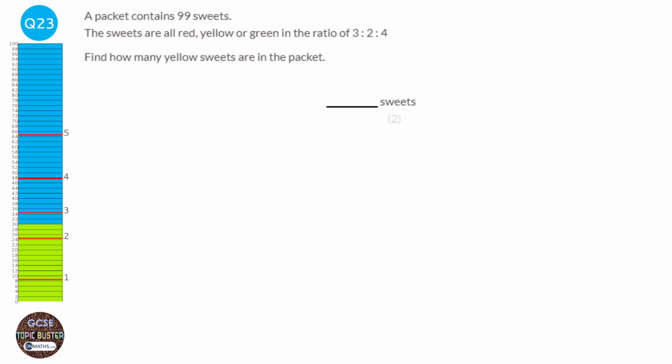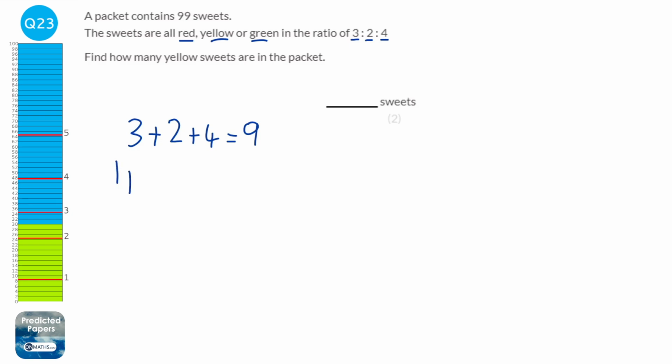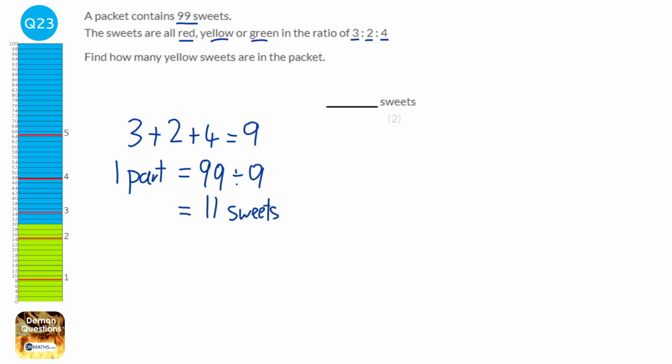So we've got to first of all work out how many parts there are altogether. So we're told that the ratio of red, yellow and green is 3 to 2 to 4. So to work out how many parts there are altogether, we do 3 plus 2 plus 4, which is 9 parts. So there's 9 equal piles of sweets. Okay. But to work out what one part, or one pile of sweets is worth, we're going to get the 99 sweets and divide it by the amount of piles, and that's going to be 11. So one part is worth 11 sweets.